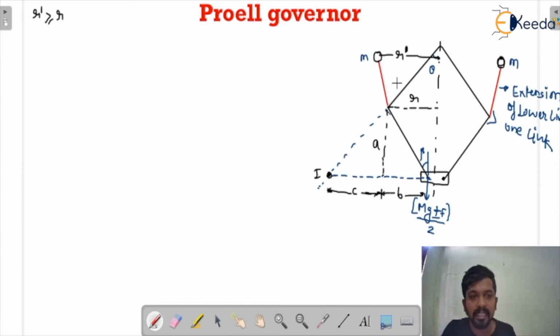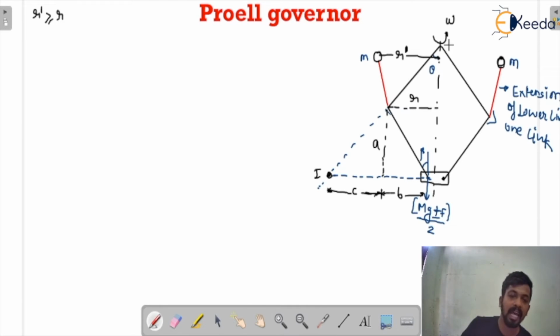It is only in one case, when the extension of the lower link is parallel to the spindle axis, that R dash equals R. The spindle axis is rotating with angular velocity omega. When the spindle axis is parallel to the extension of the lower link, we can say R dash would be equal to R. So only in one case we can consider R equal to R dash. Okay, so first we need to find the general equations for Powell governor.